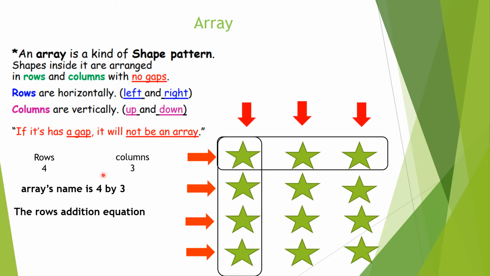The rows addition equation. Here, what is the equation of the rows? I have 4 rows and each row has 3 stars. So I have 3 stars plus 3 stars plus 3 stars plus 3 stars. So I have 3 plus 3 plus 3 plus 3 equals 12 stars. The column addition equation. We have 3 columns and each column has 4 stars. So I have 4 plus 4 plus 4 equals 12. Then as we see here, the rows addition equation and the columns addition equation give us the same result.